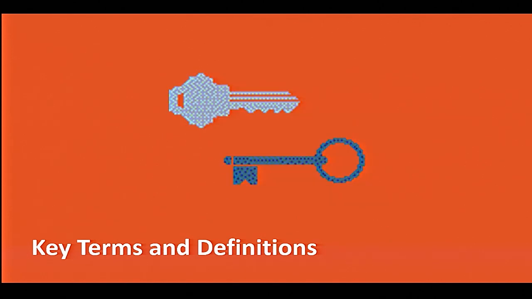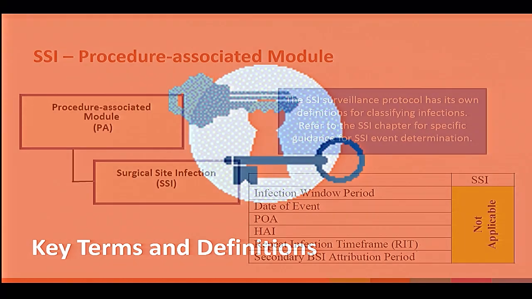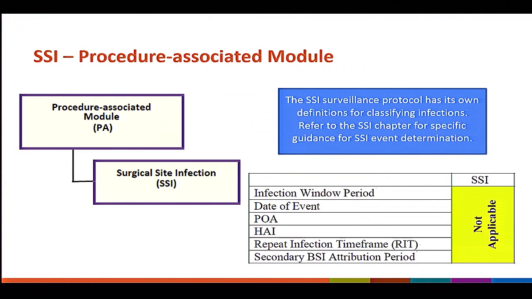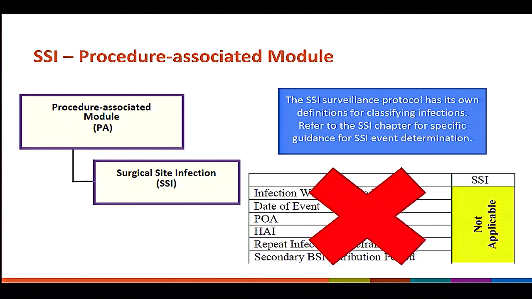So now let's cover some key terms and definitions for SSI surveillance. The NHSN patient safety component is comprised of 4 modules, and the SSI protocol is located in the procedure associated module, and it has its own definitions for classifying infections. As Kathy covered yesterday, the definitions in the table do not apply to SSI surveillance. POA, HAI, and RIT do not apply to SSI, as each visit to the OR starts either a 30 or 90-day surveillance period for an SSI. SSI also doesn't use the terms date of event and secondary BSI attribution period as defined by Kathy yesterday. We have our own definitions for those terms in the SSI protocol.